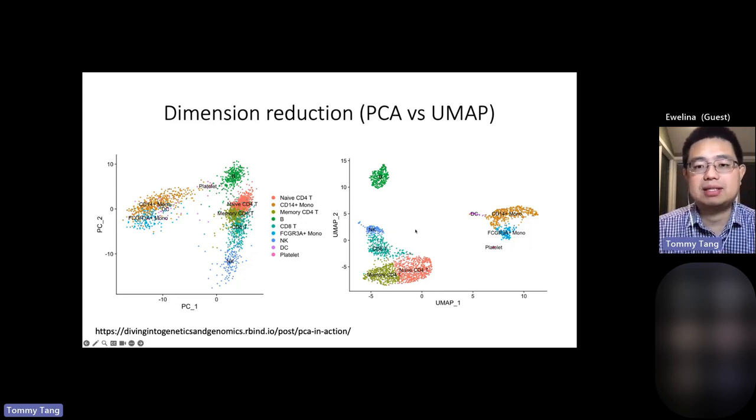UMAP is a nonlinear projection of high dimensional data to low dimensions, and you see how nicely it separates different clusters. But do not overly interpret the UMAP. It is merely a way to visualize the data. If you tweak different parameters when you run the UMAP, it will give you drastically different looking UMAP plots. And also the distance between the cells doesn't mean much, and you cannot say, okay, this B cell is further from CD4 than NK cells, for example.